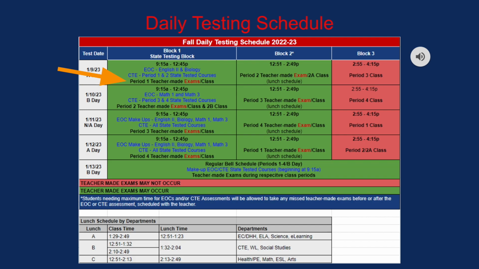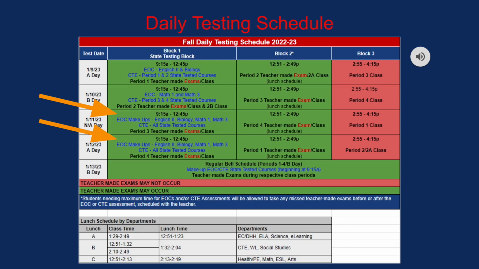The last line lets you know that all students not taking a state test will report to a stated period to take their teacher-made test or have class. The exact day for each teacher-made test will be determined and communicated by the teacher. The January 10 testing block will host the Math 1 and Math 3 EOC tests and the Period 3 and 4 CTE state tests.